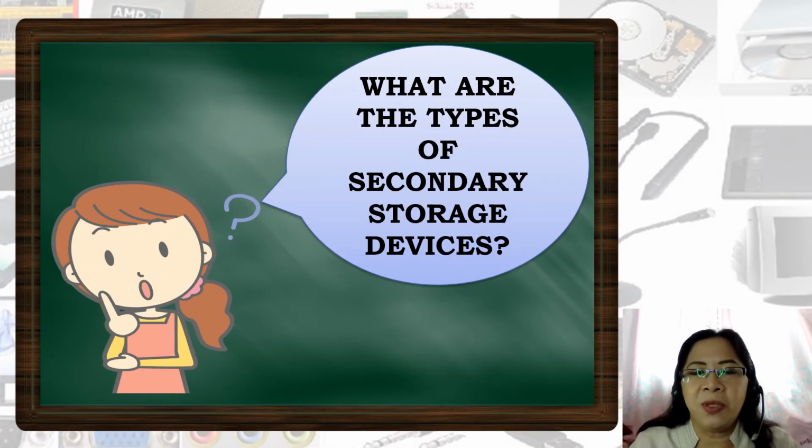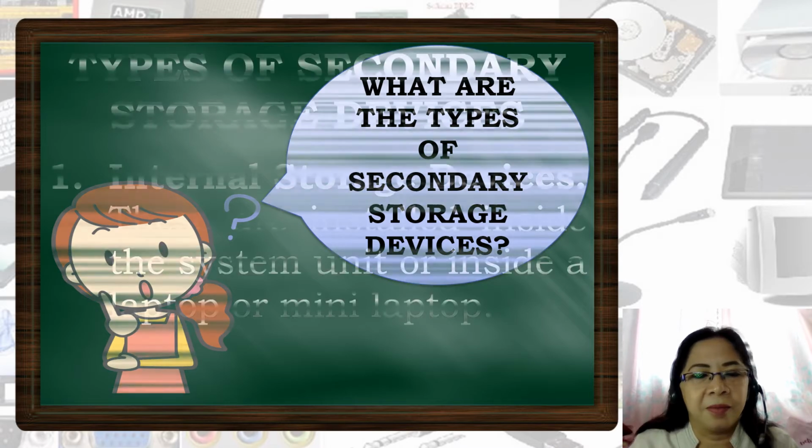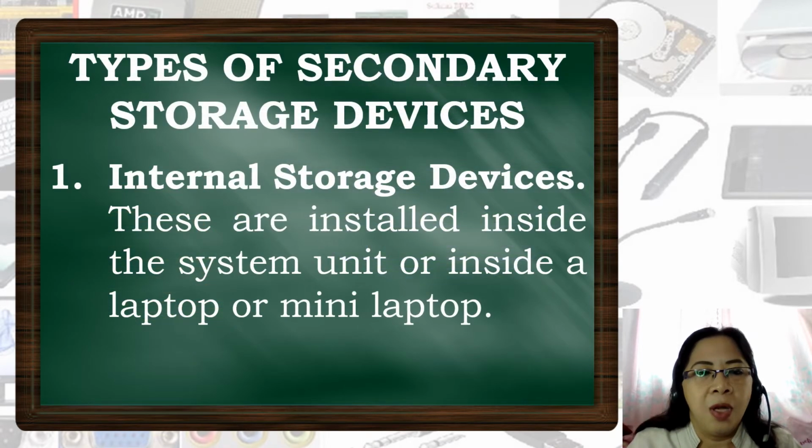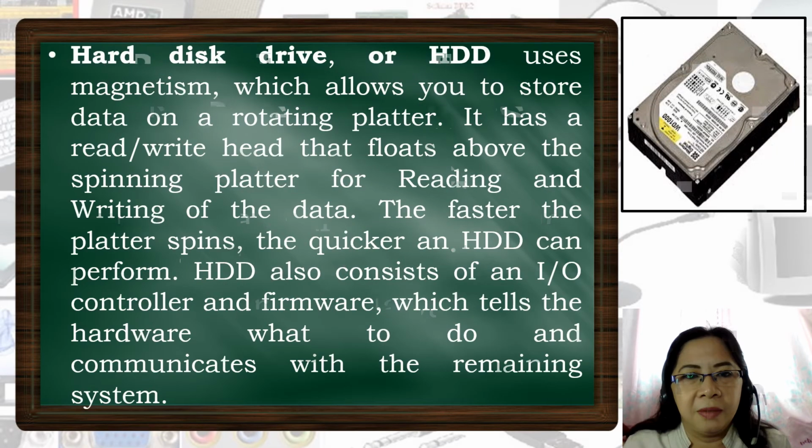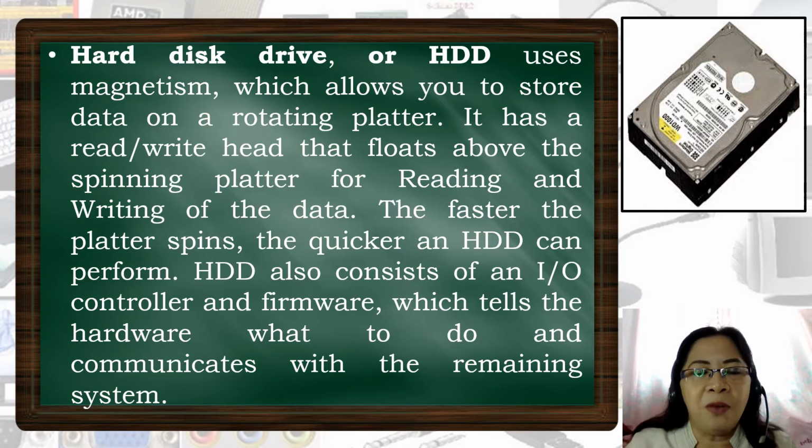What are the types of secondary storage devices? We have two types of secondary storage devices. The first type is the internal storage device. These are installed inside the system unit or inside a laptop or mini laptop. An example of an internal storage device is the hard disk drive or HDD.